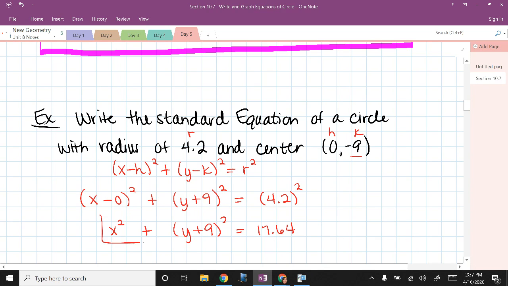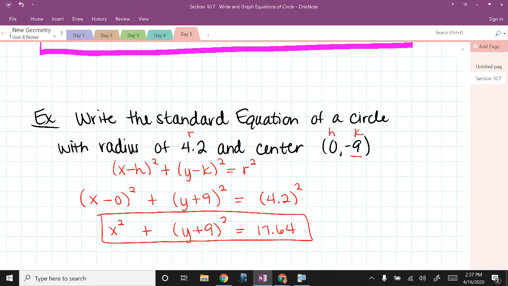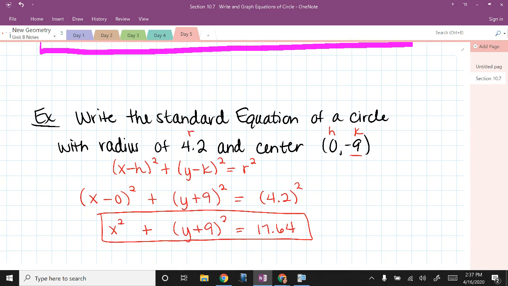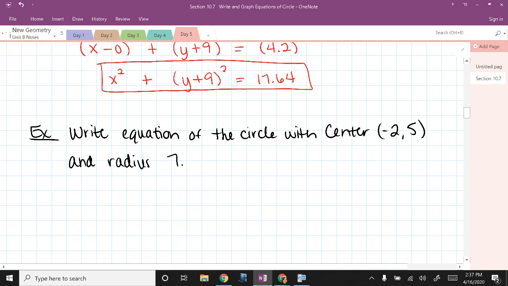So this is my equation of the circle that has a center point of (0, -9) and a radius of 4.2. Basically, you change the sign of your H and put it in there with the X, in parentheses with a square. You have to have your squares. Change the sign of your K, put it in there with the Y, quantity squared, equals the radius squared. So it's pretty simple.